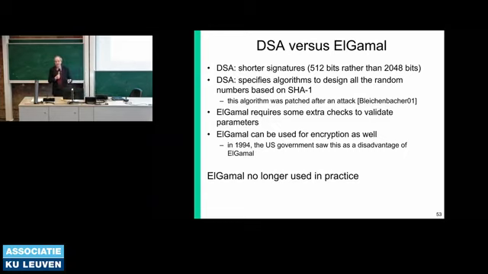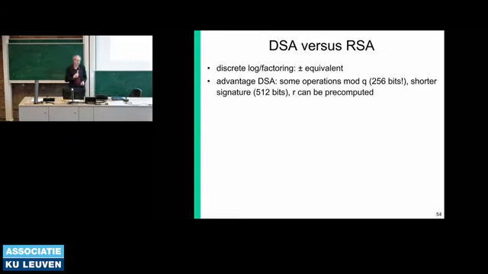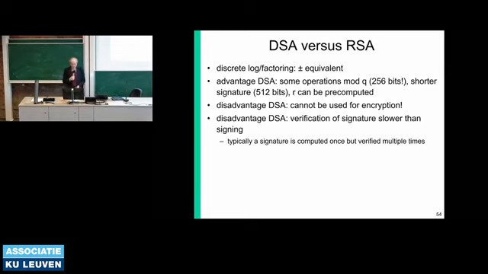We don't dive into elliptic curves, of course. We don't dive into the details of DSA, but I show it to you because it's a very important signature scheme. So DSA versus RSA: discrete log and factoring are equivalent. If you go for elliptic curves, of course the key lengths are much smaller, because discrete log in elliptic curves is harder. But DSA has the advantage that it operates mod q, which gives shorter signatures, and the R can be pre-computed. But as I said, you can't use DSA for encryption.